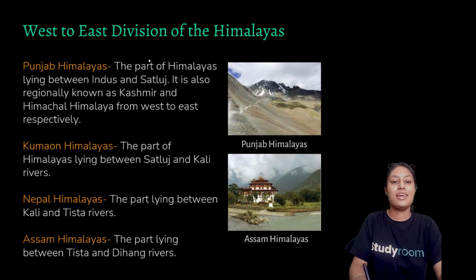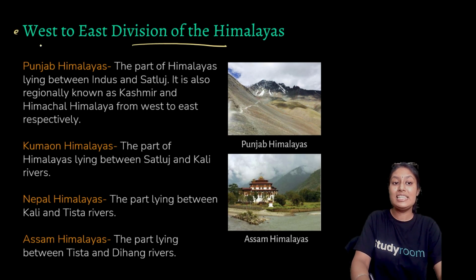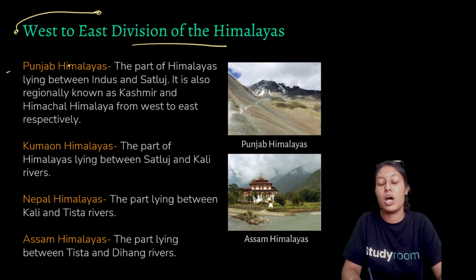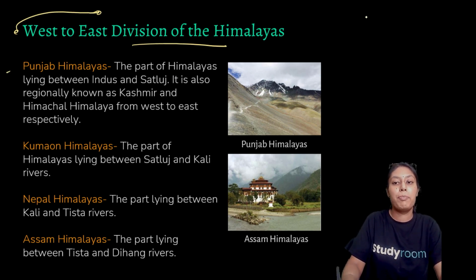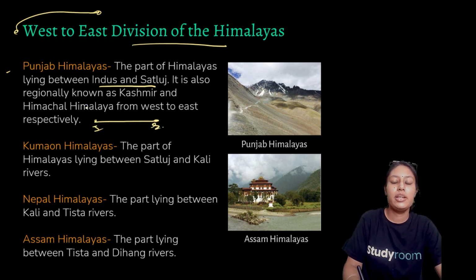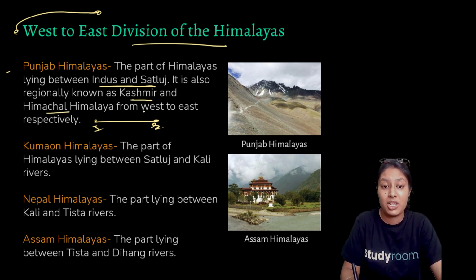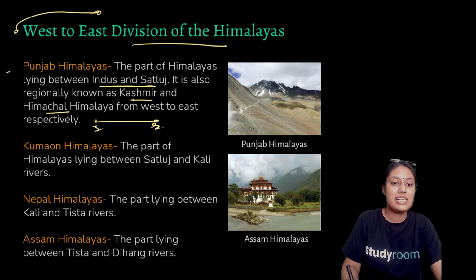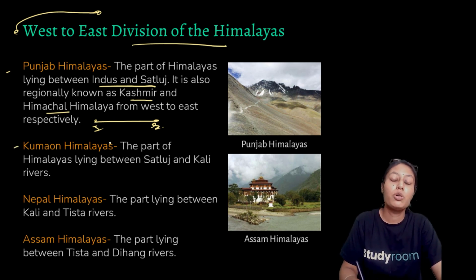Now we'll study the division of the Himalayas from west to east, and how they are divided. First, the Punjab Himalayas. Punjab Himalayas lie between the Indus and Satluj rivers, and are regionally known as the Kashmir and Himachal Himalayas from west to east, because they cover these regions.